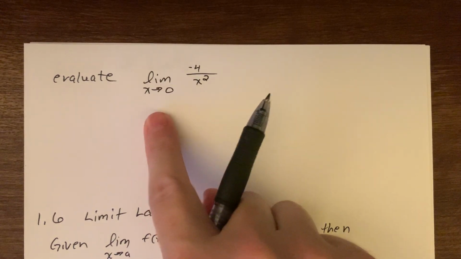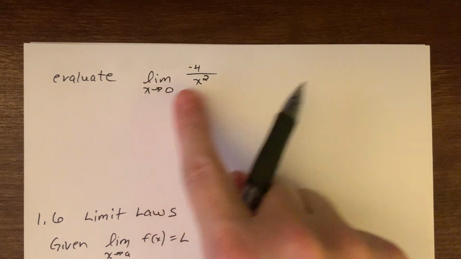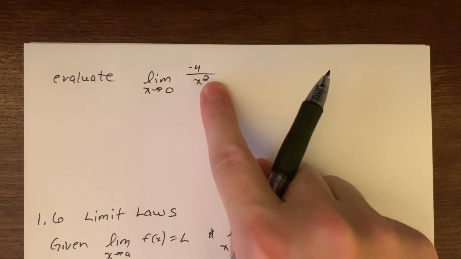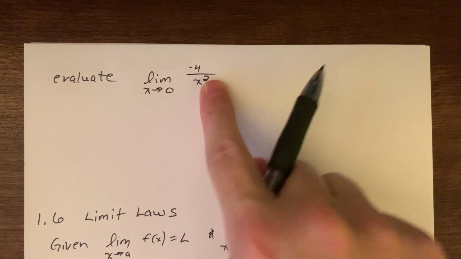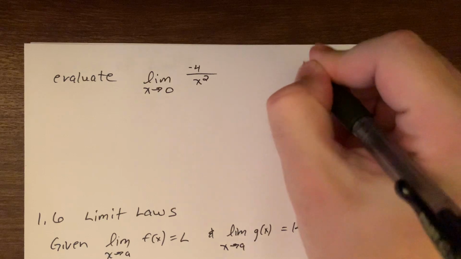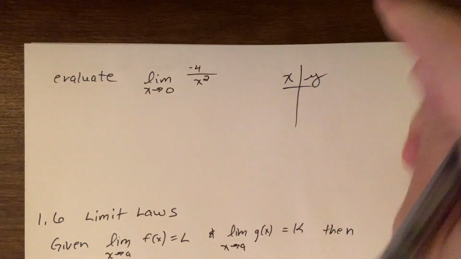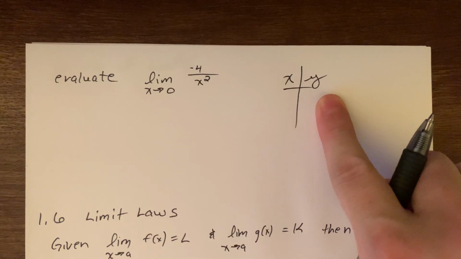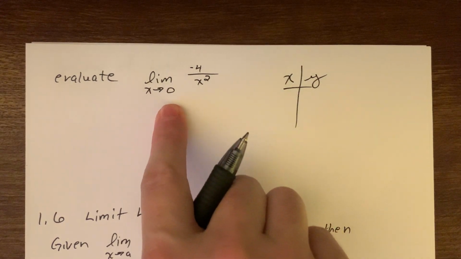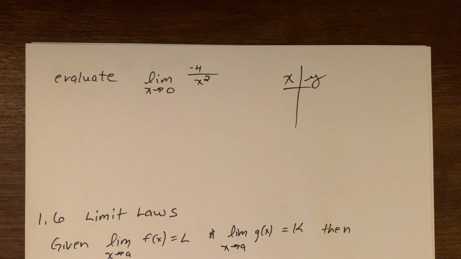So I've got a problem here. The limit as x approaches 0 of the function negative 4 over x squared. And just like we did in the 1.5 video, with our equations, without any more rules or understanding, I'm just simply going to make an xy chart. I'm going to pick a bunch of x's that approach 0 from both sides.